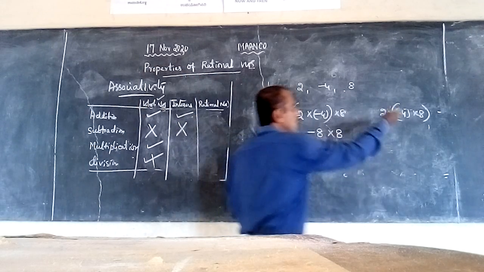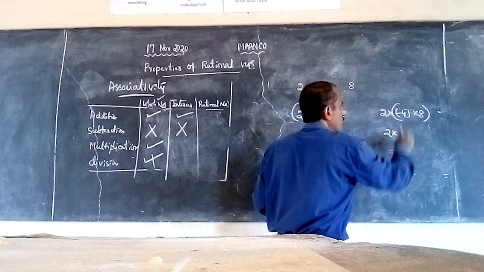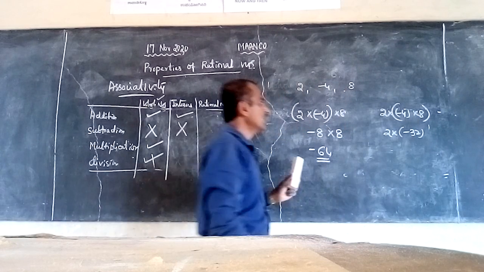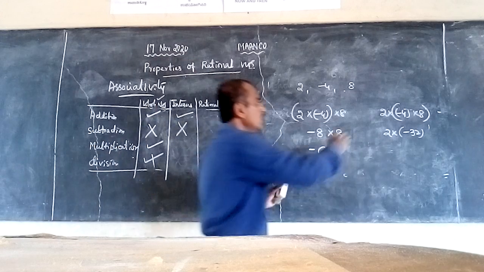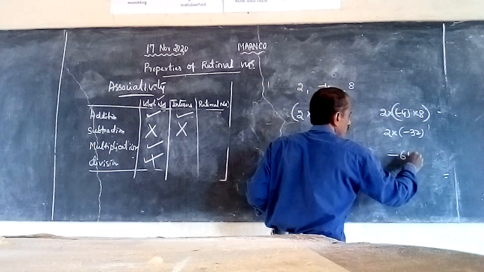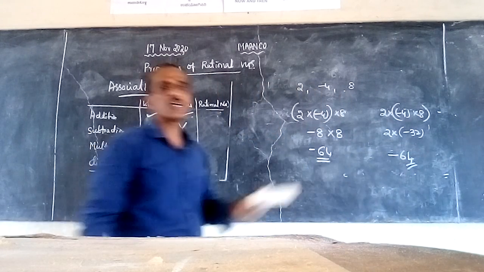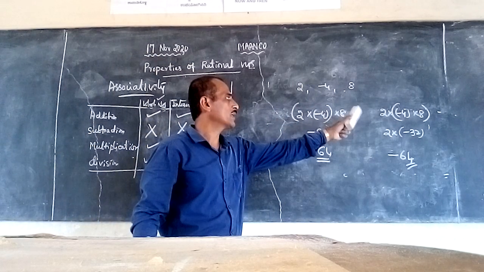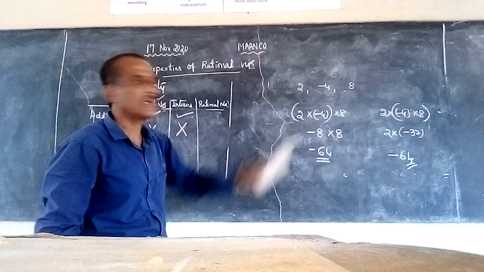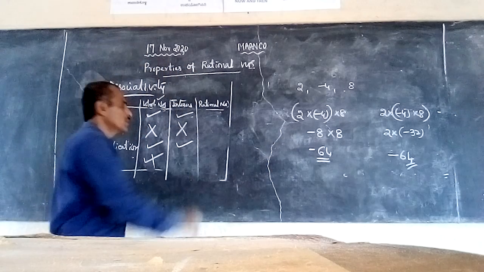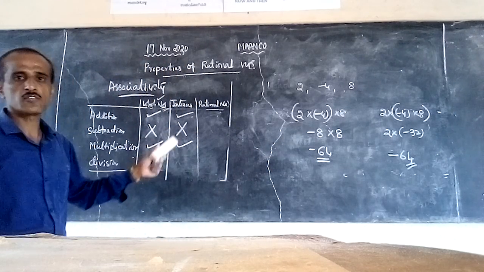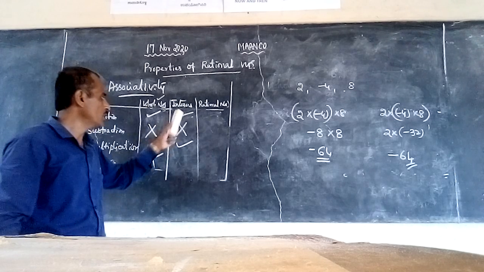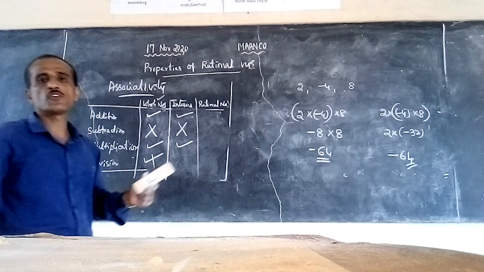Answer. What about here? 2 into minus 4 into 8. Minus 4 into 8 is minus 32. 2 into minus 32 is minus 64. Minus 64. So both sides are equal. Okay. Therefore, (a into b) into c is equal to a into (b into c). Minus 64 is equal to minus 64. So multiplication for integers is associative. Addition is associative and multiplication is also associative for integers.